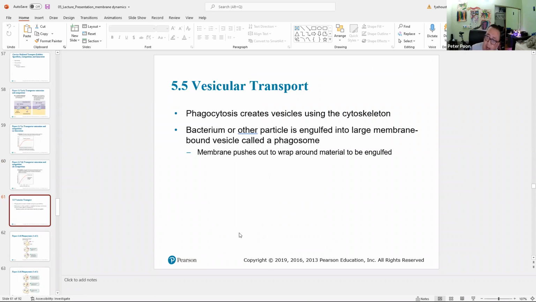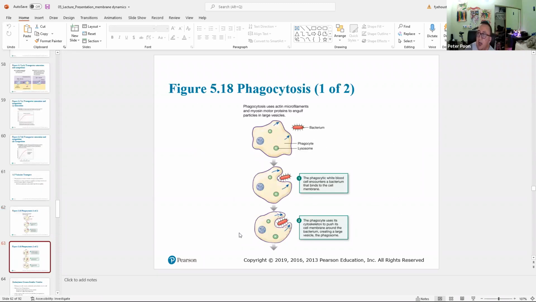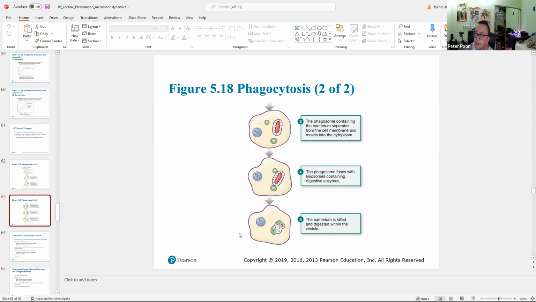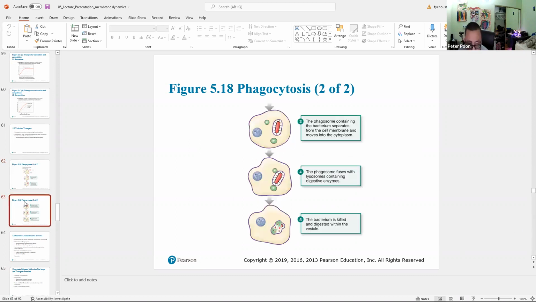Next thing is vesicular transport, and this one you guys are probably pretty familiar with from anatomy. So I'm just going to go over phagocytosis. I'm sure you can understand phagocytosis on your own, but you've got to understand the eating part of it. The next part is the digestion part, which uses the lysosomes.